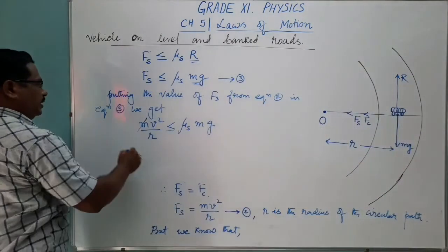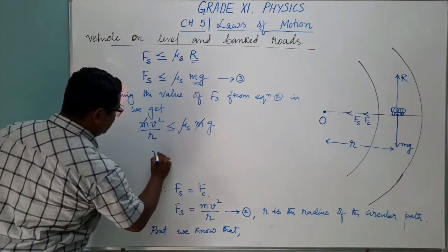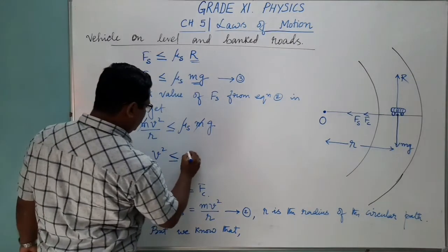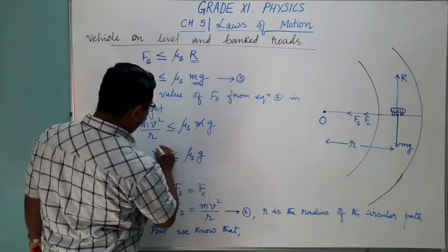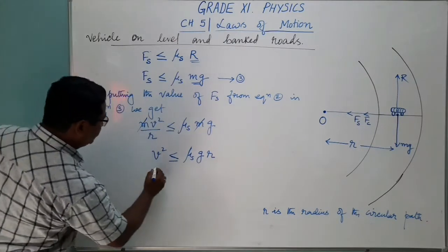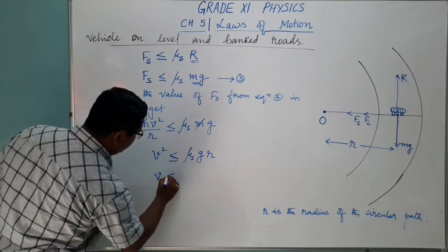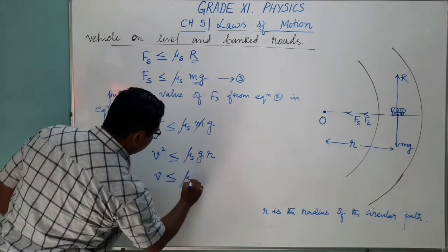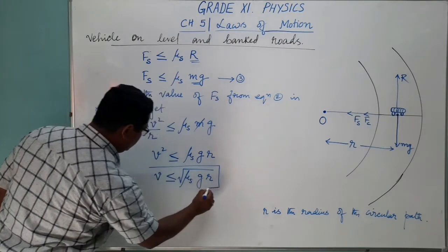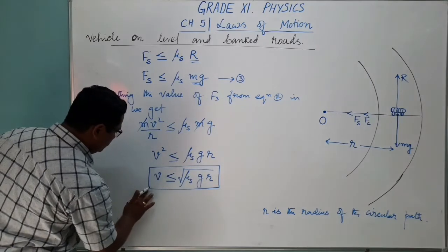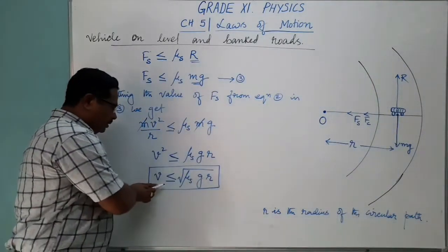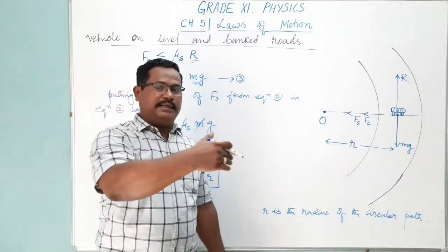Now here m you can cancel out and then you can get the expression for velocity. Then v squared is less than or equal to μs times acceleration due to gravity times the radius of the circular path. Or you can write v, if you remove the square, is less than or equal to under root μs g r. This is your expression. That means depending upon the radius of the circular path, you will have to drive the vehicle at what speed so that you don't get skidded off.